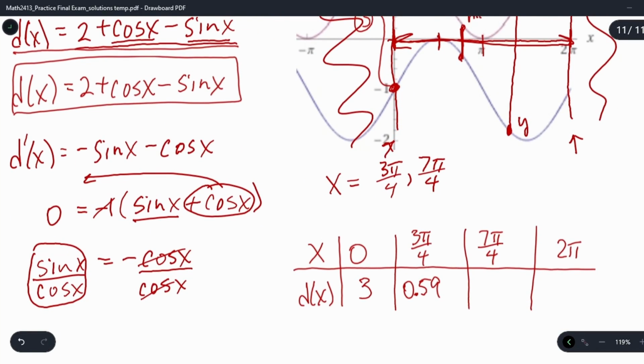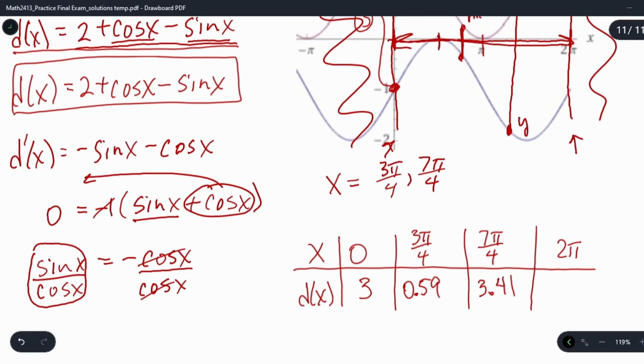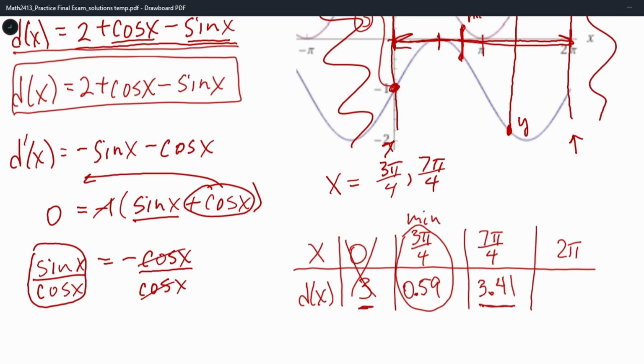Let's keep checking. Again, scrolling back through, now we're going to change our 3 pi over 4 to 7 pi over 4. And that's going to give us 2 plus square root of 2, which is approximately 3.41 rounded. And notice that that value is bigger than 3. So that means that 0 cannot be the maximum. Remember, we think this is the minimum. It seems to be the smallest so far.